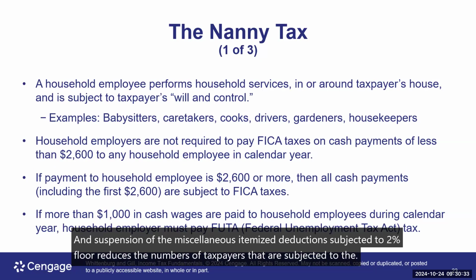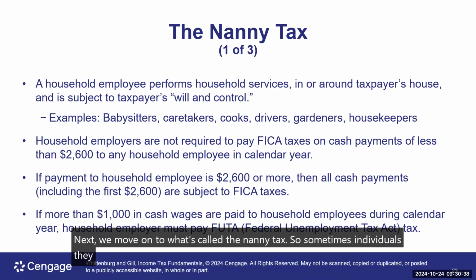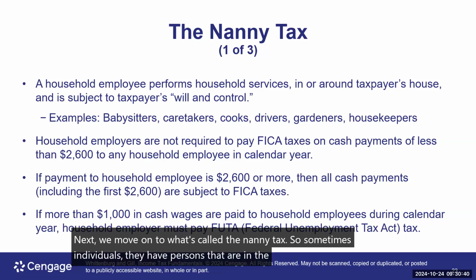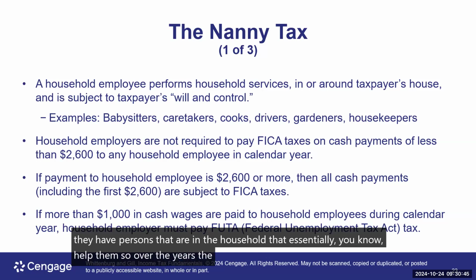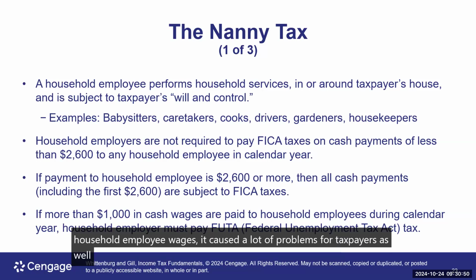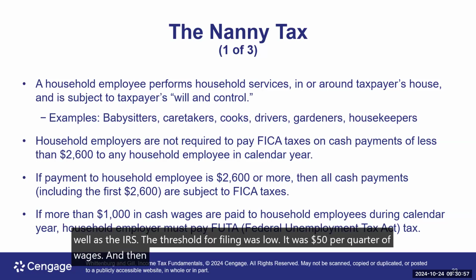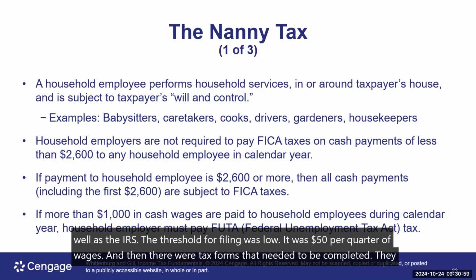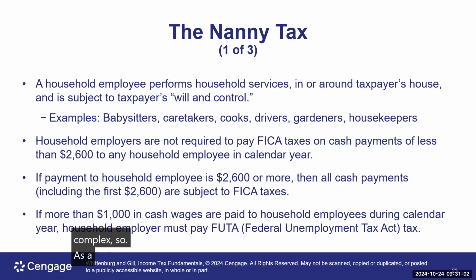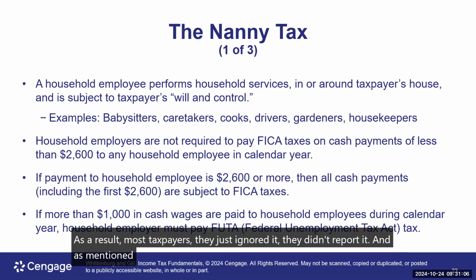Next, we move on to what's called the nanny tax. Sometimes individuals have persons in the household that essentially help them. Over the years, the taxation and reporting of household employee wages caused a lot of problems for taxpayers as well as the IRS. The threshold for filing was low. It was $50 per quarter of wages. And then there were tax forms that needed to be completed. They were a bit complex. So as a result, most taxpayers just ignored it. They didn't report it. And as mentioned, Uncle Sam is not having that.